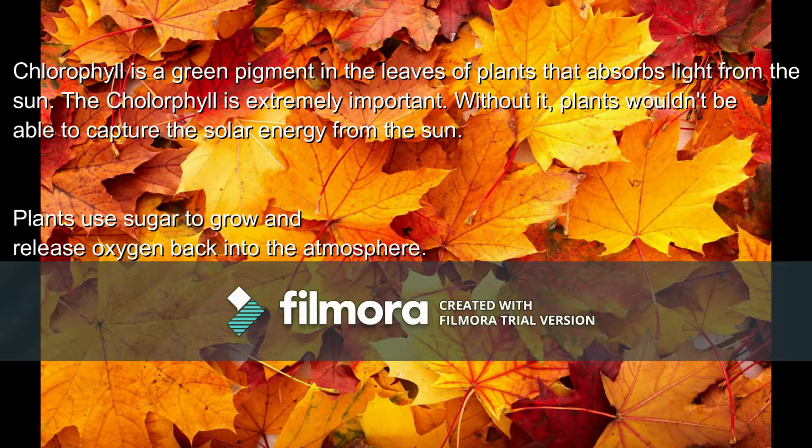Chlorophyll is a green pigment in leaves of plants that absorbs light from the sun. The chlorophyll is extremely important. Without it, plants wouldn't be able to capture the solar energy from the sun. Plants use the sugar to grow and release oxygen back into the atmosphere.